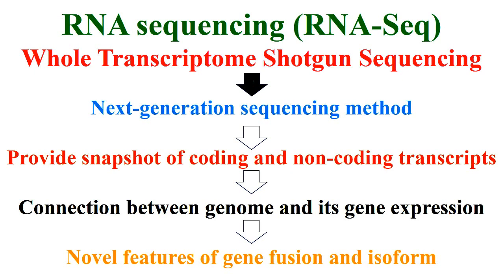RNA sequencing, or Whole Transcriptome Shotgun Sequencing, is a next-generation sequencing method. It provides a snapshot of coding and non-coding transcripts to understand the connection between the genome and its gene expression, and to identify novel features of gene fusion and isoform, as mentioned in the next slide.